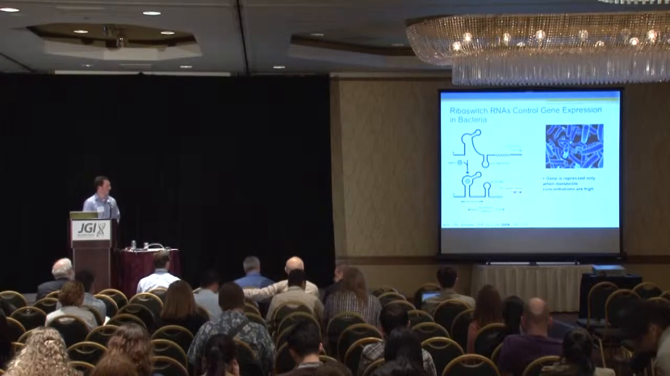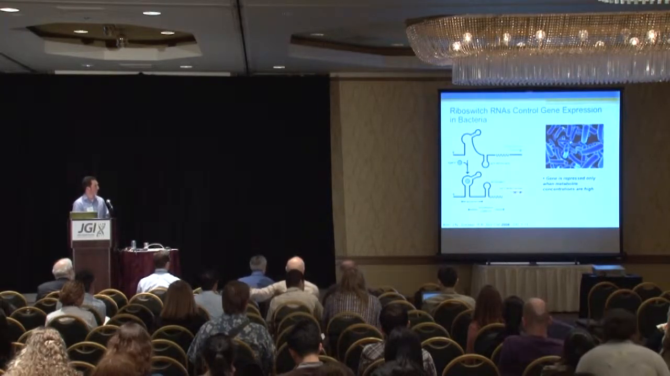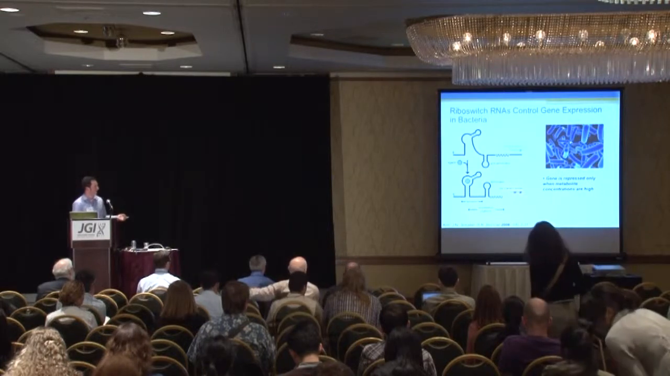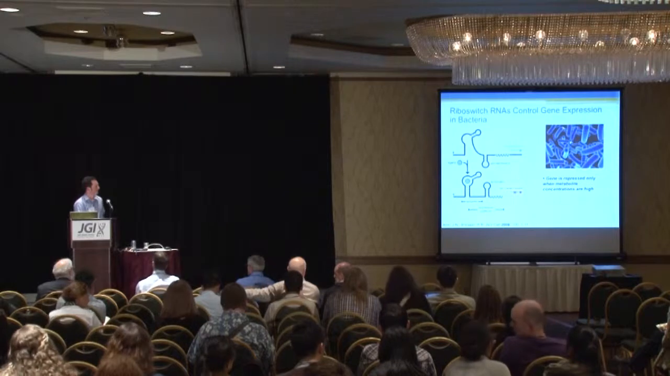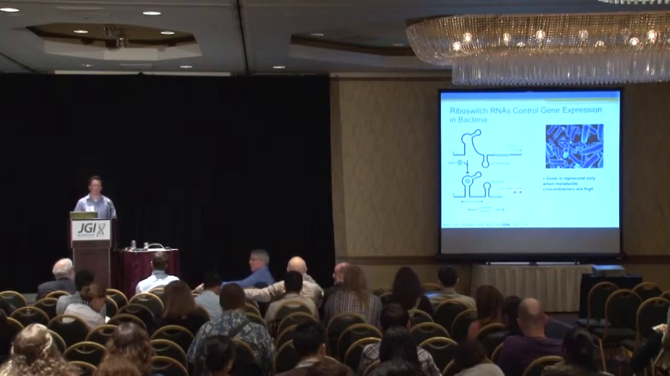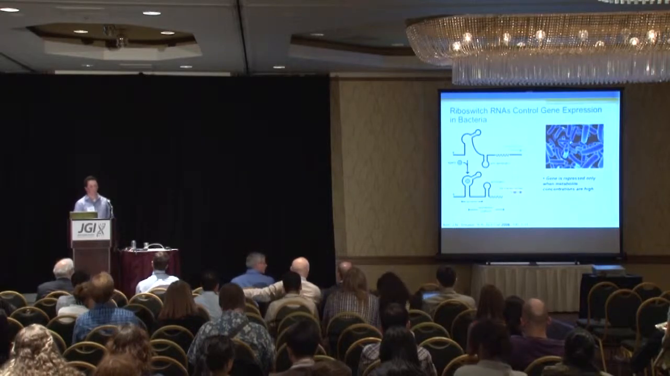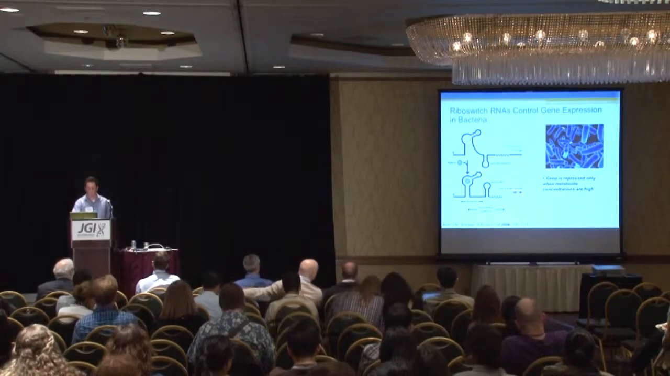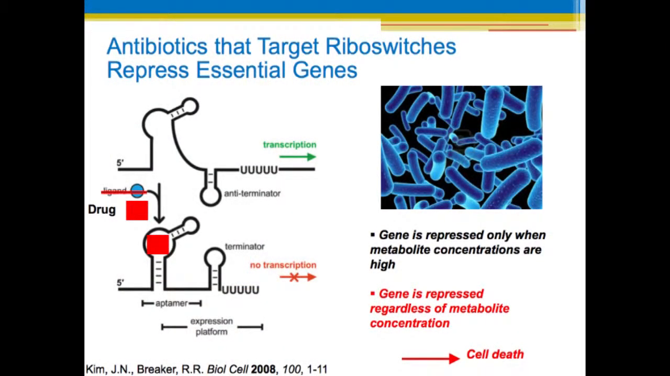Under normal conditions in the cell, a downstream gene, for example, would only be repressed when metabolite concentrations are very high. So the cell is not going to waste time and energy making metabolite that is highly abundant. But in contrast, if you hit these riboswitches with a drug molecule, you end up repressing the downstream gene expression regardless of metabolite concentration.